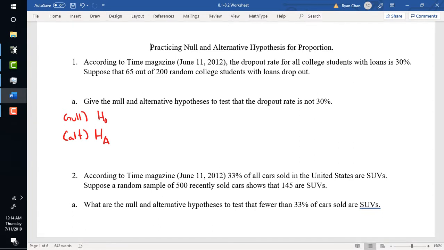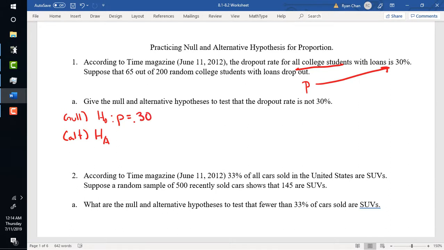Before you start, you must know how to construct your null and your alternate, because if you screw up, then everything else just falls apart. So let's take a look at this. We have to figure out which one is P. Remember, P is the population proportion. So that is 30%, because that's the percent for all college students. P represents a percentage out of everyone. So my null is going to be P is equal to 0.30.